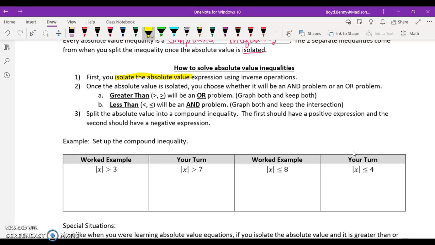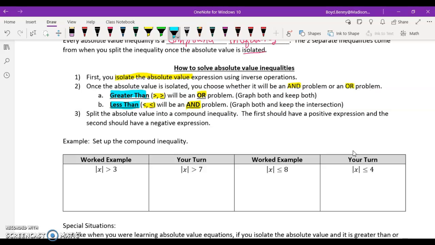Once it's isolated, you choose whether the problem is an and problem or an or problem. Here's how you do that. If it's a greater than, it's an or problem. If it's a less than, it's an and problem. Really the key here is whether it is a greater than or a less than. The equal to really has no bearing on whether it's an and or an or.